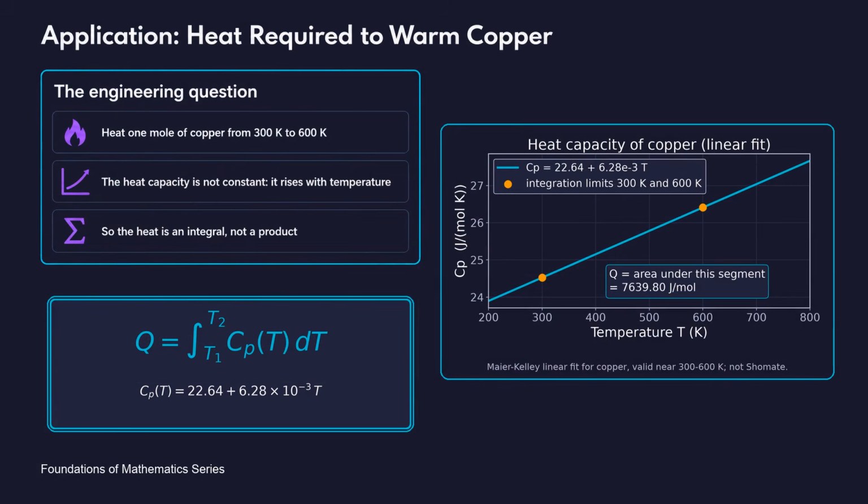Here is the application. The amount of heat Q required to heat a substance from temperature T1 to T2 is obtained by integrating the heat capacity Cp of T with respect to temperature. If the heat capacity were a constant, you could just multiply, but it is not. For copper, it rises measurably with temperature, so the answer is an integral rather than a product. The model used here is a Maier-Kelley type linear fit, 22.64 plus 6.28 times 10 to the -3 times T in joules per mole Kelvin, and it is stated as valid near 300 to 600 Kelvin.